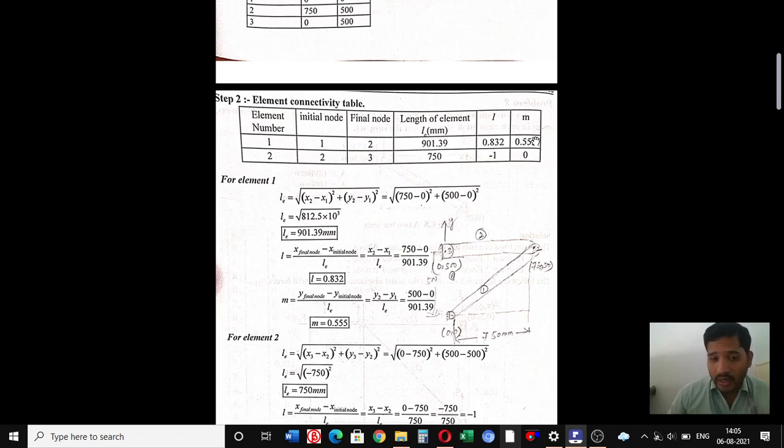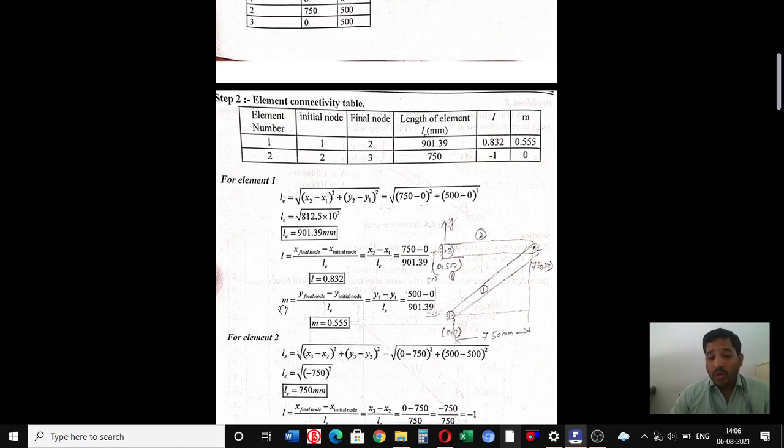Is it right? Let us see. L is equal to x final node minus x initial node divided by LE. Here, x final minus x initial is nothing but x2 minus x1. Clear? So what is the x2 value here? 750 minus 0, divided by the LE value, which is 901.39. If you divide, you will get the answer L equal to 0.832. Clear? After that, we need to find out the value of M.